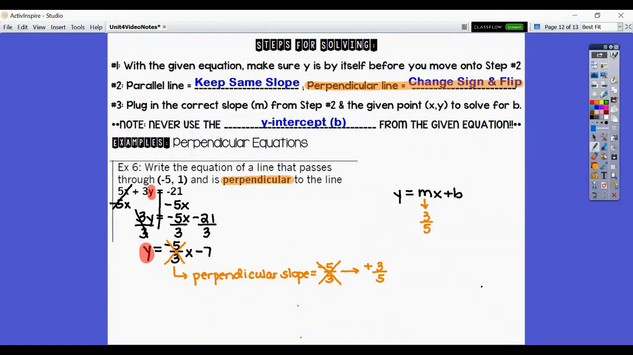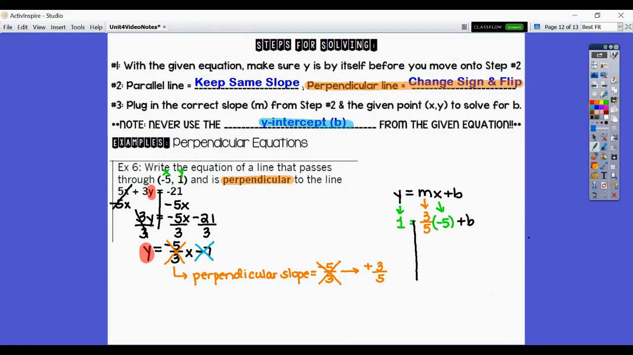And then we go ahead and use the x and the y from the point given. The y would be 1, and the x would be replaced with a negative 5. It is plus b. Do not use the y-intercept from the original here. Got to solve for a new plus b. It's a different perpendicular line. We go ahead and start solving this out.